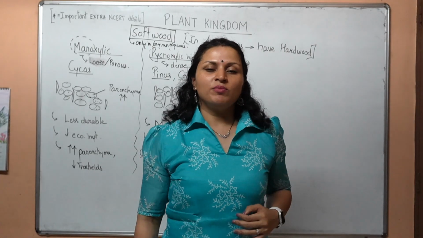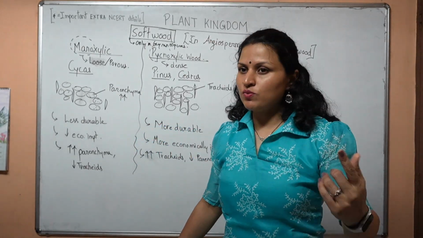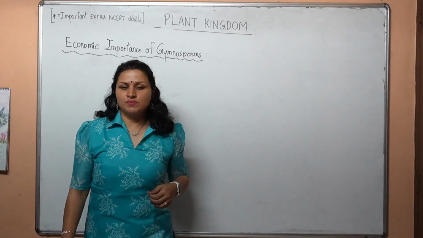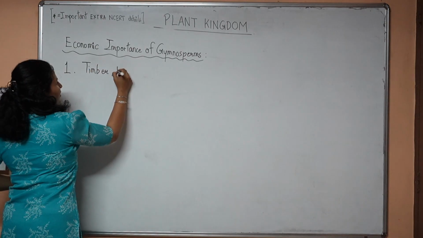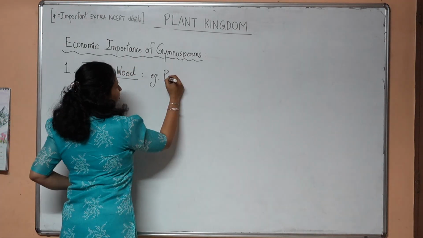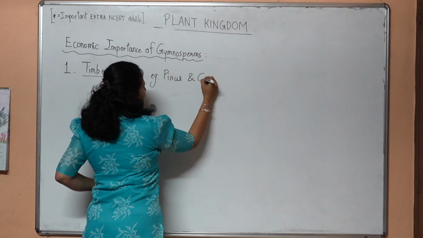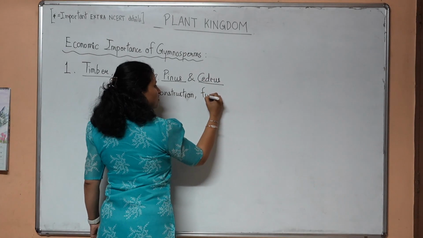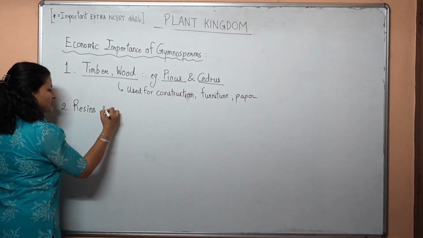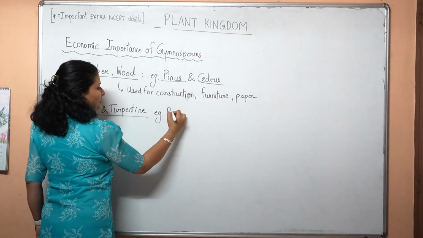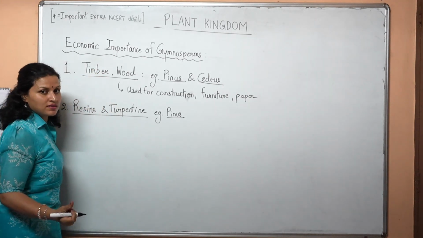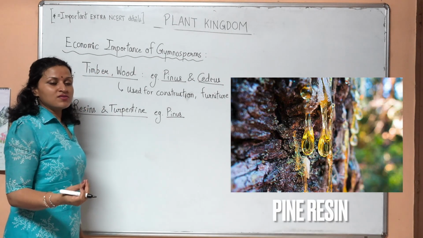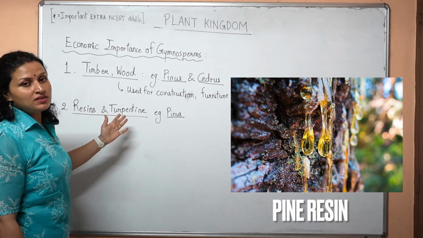Now we move on to the economic importance of Gymnosperms. First, timber and wood is obtained from conifers like Pinus and Cedrus, and this timber is used for construction, furniture, paper, etc. Resins and turpentine. Trees like Pinus give off a resin. Resin means a kind of exudate from the tree trunk. So Pinus gives off this resin, and from this resin turpentine is produced.